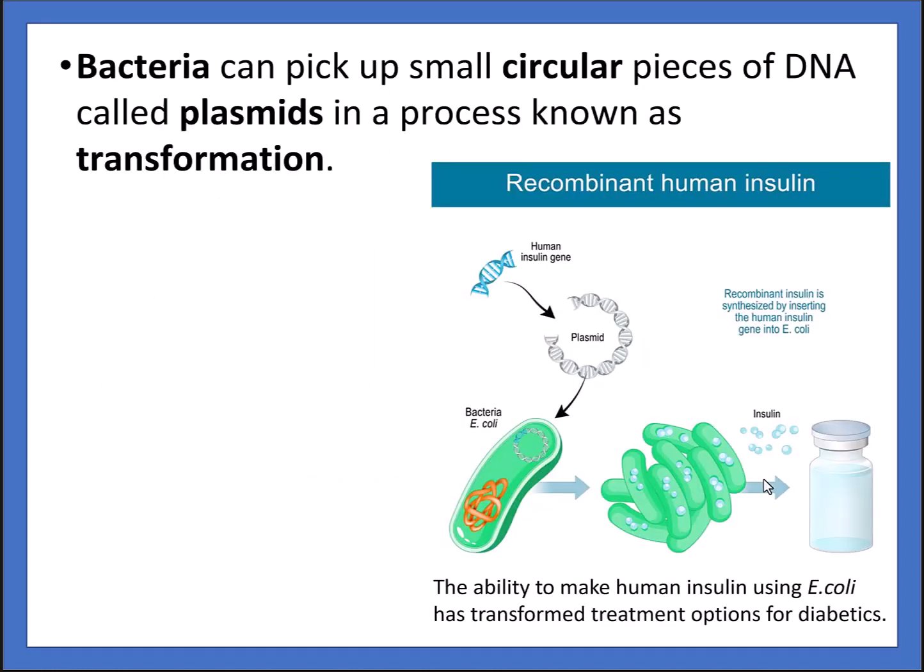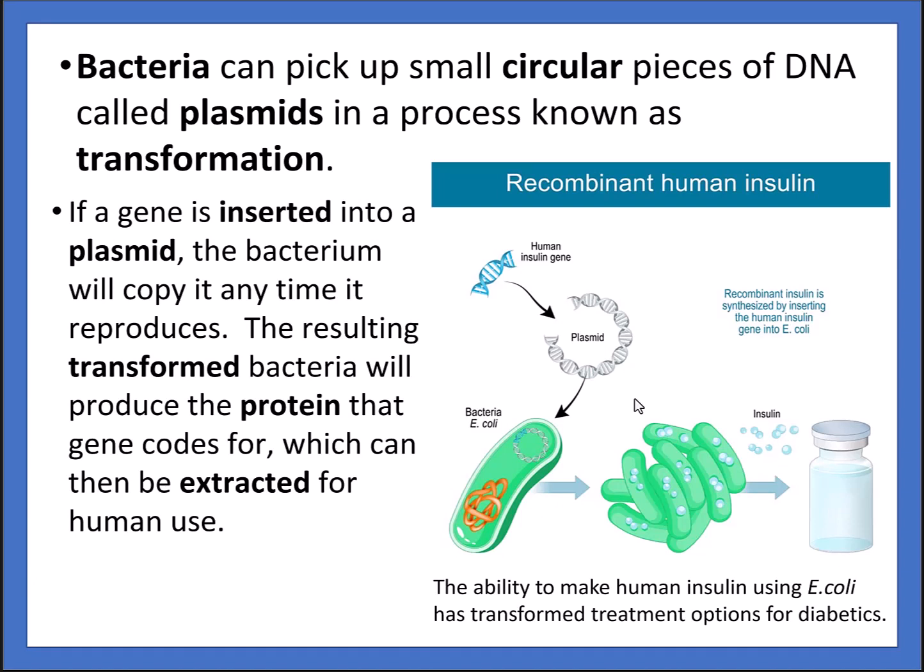Bacteria can pick up small circular pieces of DNA called plasmids in a process known as transformation. So this is just something that bacteria are naturally particularly good at. They incorporate genes from their surroundings, which is one of the reasons that they are able to adapt to new surroundings and cause resistance so quickly, because they are swapping genes and incorporating new genes all the time.